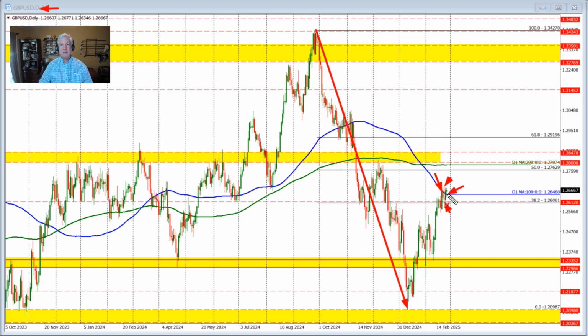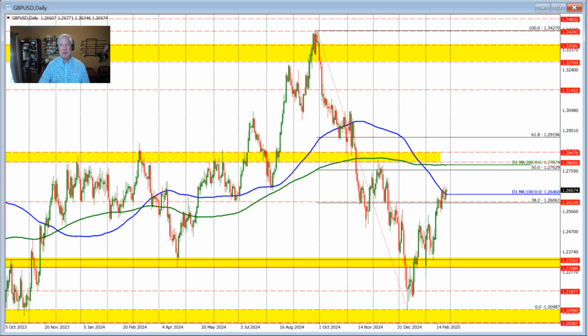The not so good news is that the momentum above the 100-day moving average has not been all that great either. But we are back above it, as you can see, in trading here today. Most of the price action in trading today has been above the 100-day moving average at 1.2646. So perhaps the buyers are getting more comfortable in this pair.